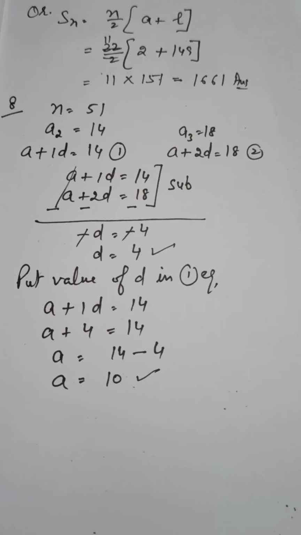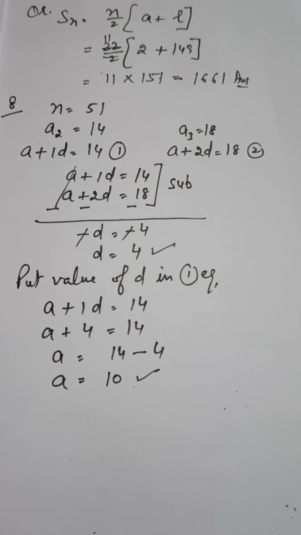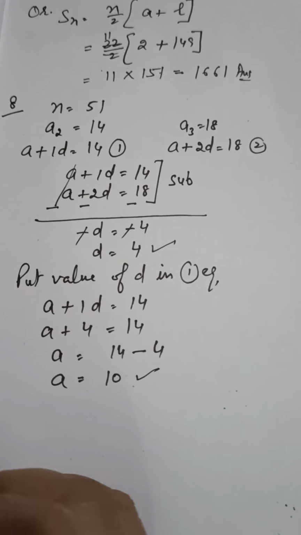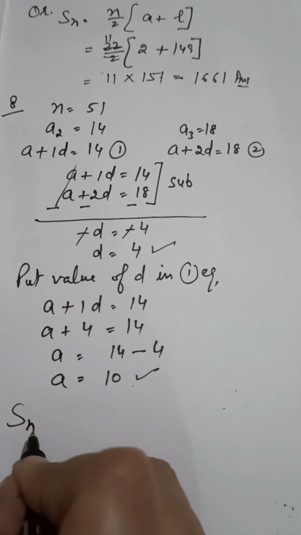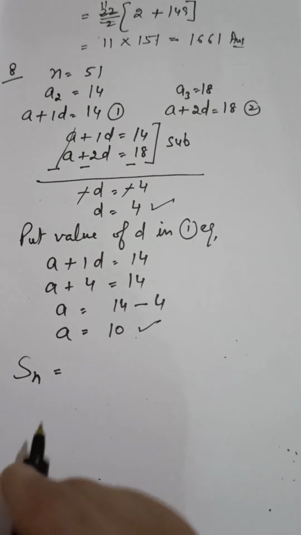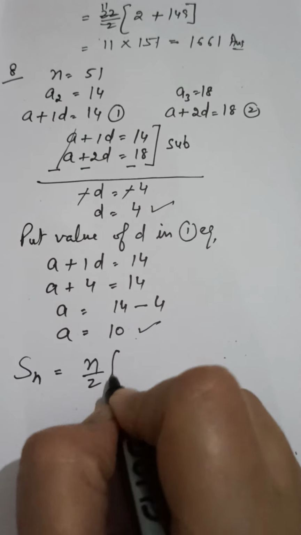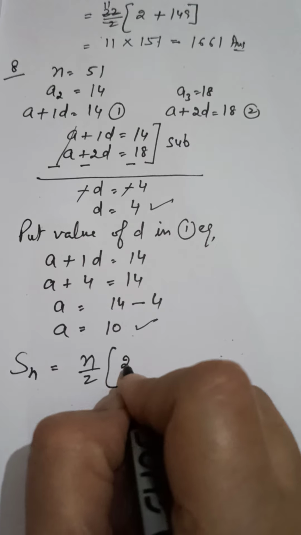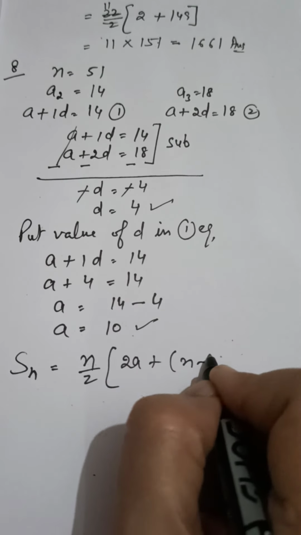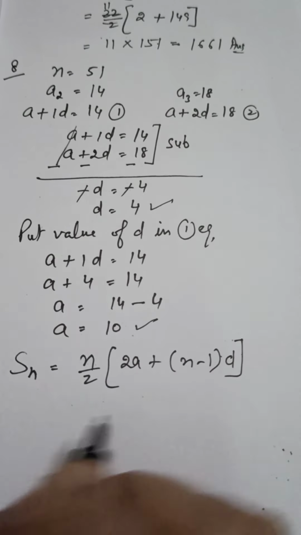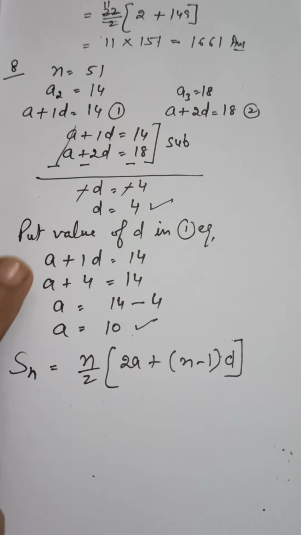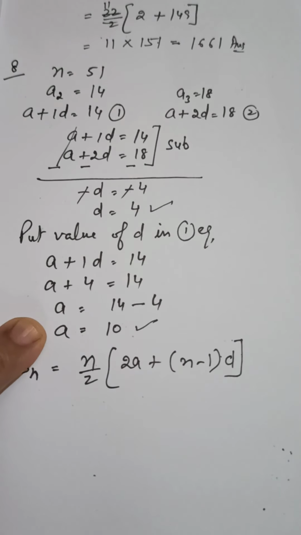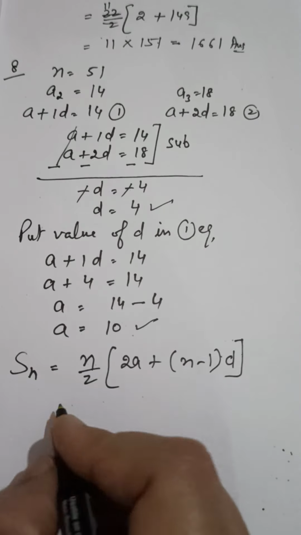Now we can solve, and what we have to find is the sum. Sum of 51 terms. We have to find Sn. Sn is equal to n upon 2 into 2a plus n minus 1 into d. Because d we have found out, a we have found out, so we will use this formula.